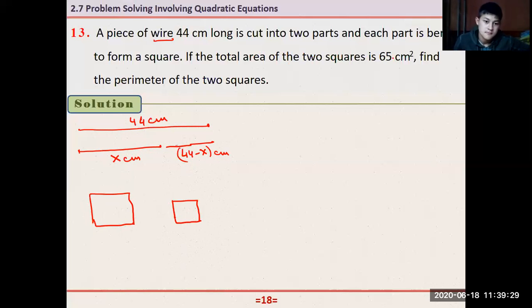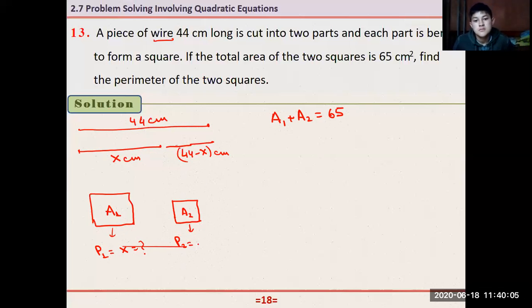If the total area of the two squares is 65, let's say the area of this square is a sub 1 and the area of this square is a sub 2. Here it says a sub 1 plus a sub 2 is equal to 65. Find the perimeter of the two squares. The perimeter of the first one is x, and the perimeter of the second one, p sub 2, is 44 minus x. These are the questions.